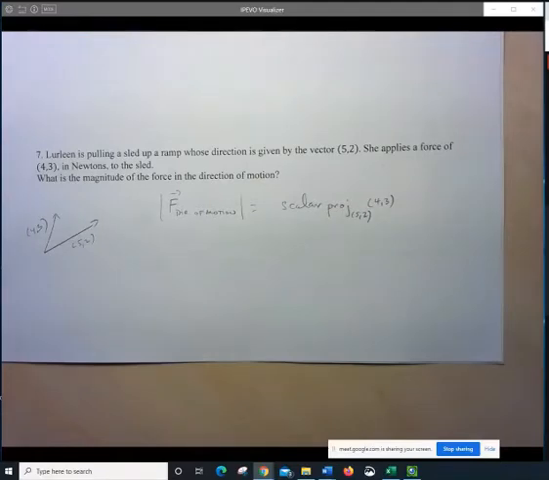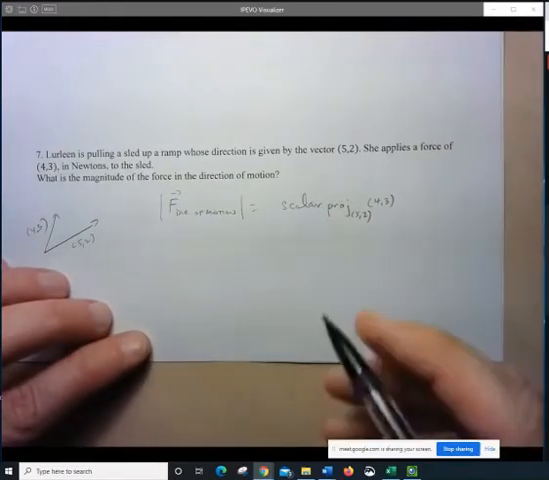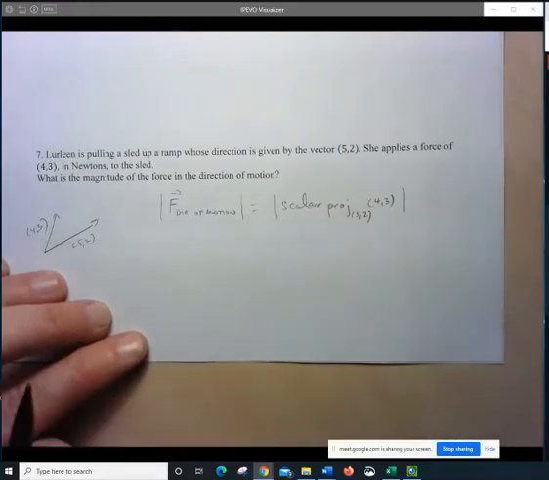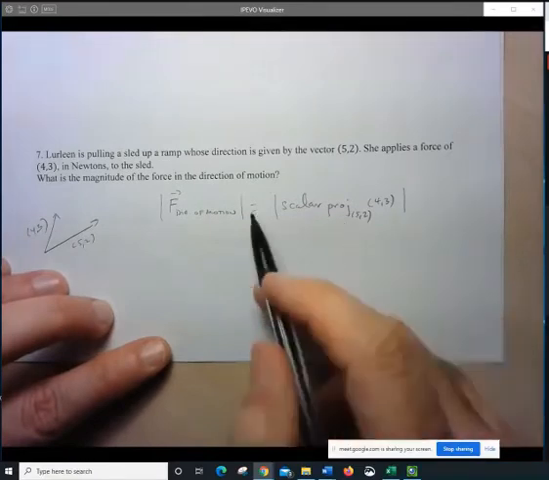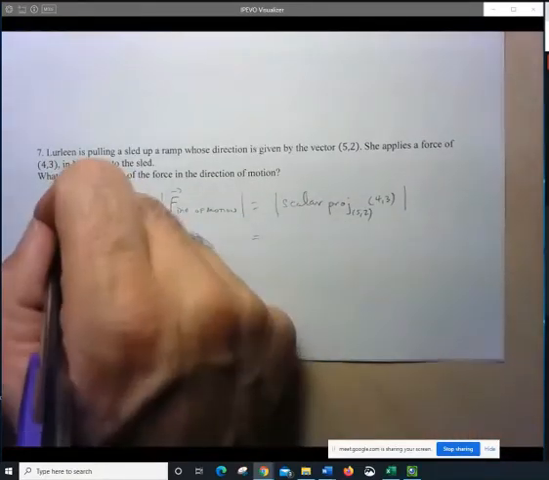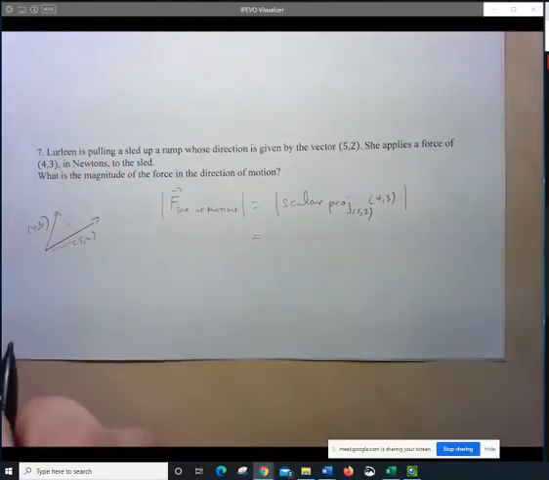There you go. Since I'm only interested in the magnitude of this force, and they're not specifically asking me for the direction, I really should be taking the absolute value of that, in case it turns out to be negative. Again, nothing to do with the angle; I'm not even going to draw an angle on here. I guess I could draw this to represent my scalar projection.